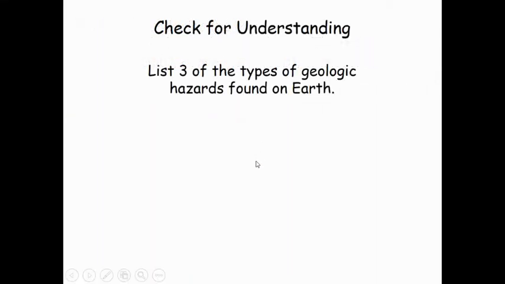All right, take a look at your notes. List 3 of the types of geologic hazards. You might need to take a look back at number 18. Yeah, so we got volcanoes, we got earthquakes, tsunamis, erosion, and landslides.